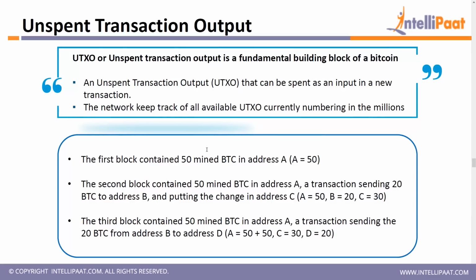The first block contained 50 mined BTC in address A, which is equal to 50. The second block contained 50 mined Bitcoin in address A, and a transaction sending 20 Bitcoin to address B and putting the change in address C. So in that way A was 50, B becomes 20 and C has a value of 30 Bitcoins. The third block contained 50 mined Bitcoin in address A, and a transaction sending the 20 Bitcoin from address B to address D.